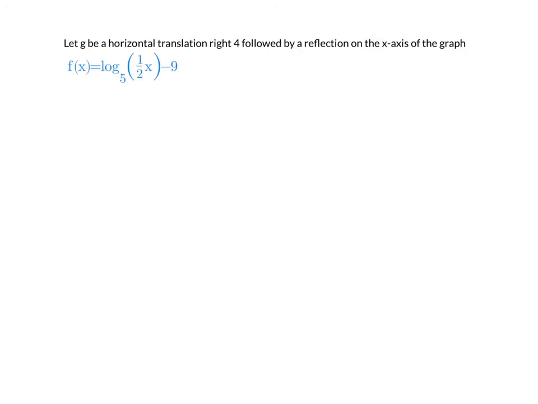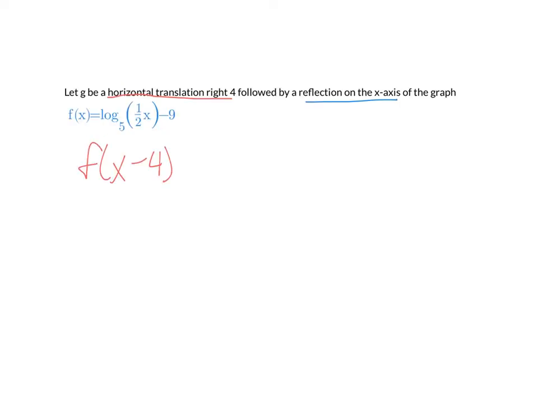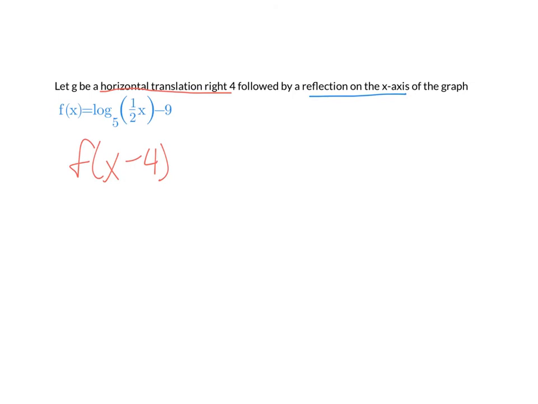Our last example is let g be a horizontal translation right 4 followed by a reflection on the x-axis. So we have a horizontal translation right 4, and then we have a reflection on the x-axis. So f of x is log base 5 of 1/2 x minus 9. That minus 9 is on the outside. And we want to do a horizontal translation right 4. That's f of x minus 4. And I'm going to plug that in to my x.